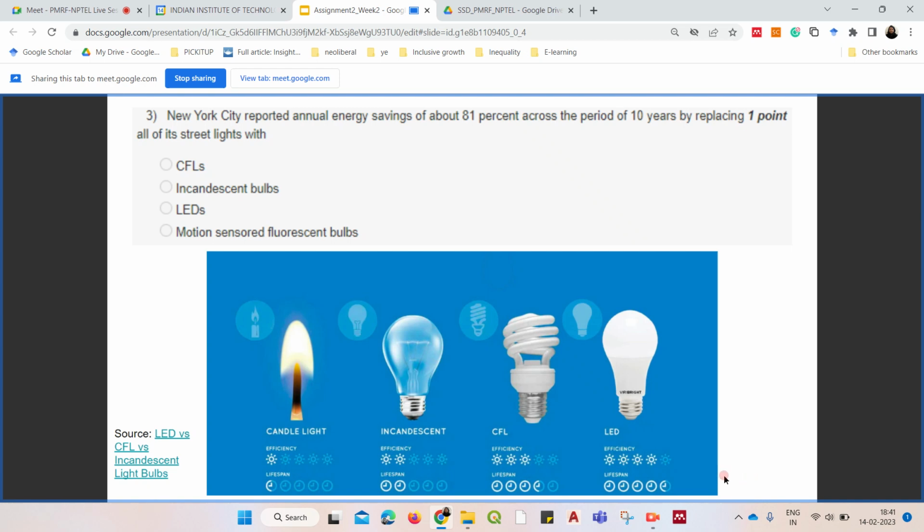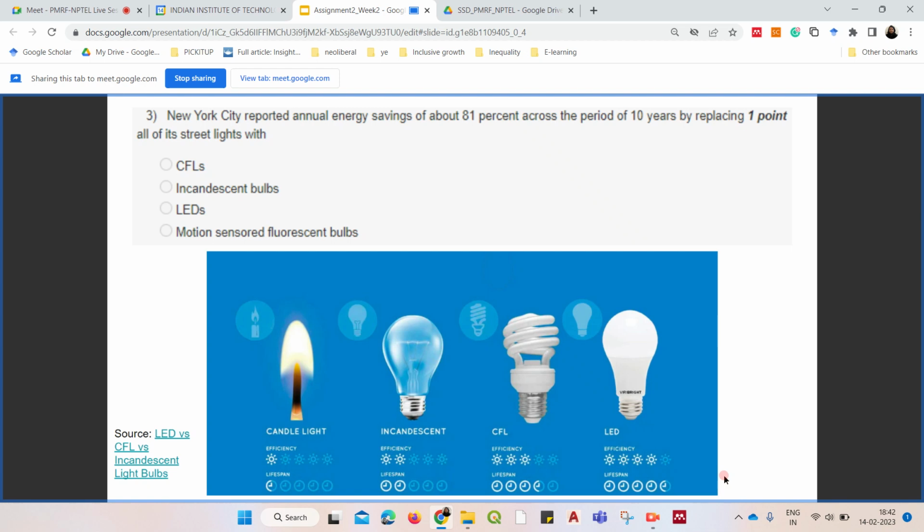In this sense, not only is the LED best in terms of efficiency, but it is also best in terms of the longest lifespan. The only problem with the LED, which is encountered by people a lot of the time, is that the upfront cost of installing an LED is greater than that of an incandescent bulb or a CFL.